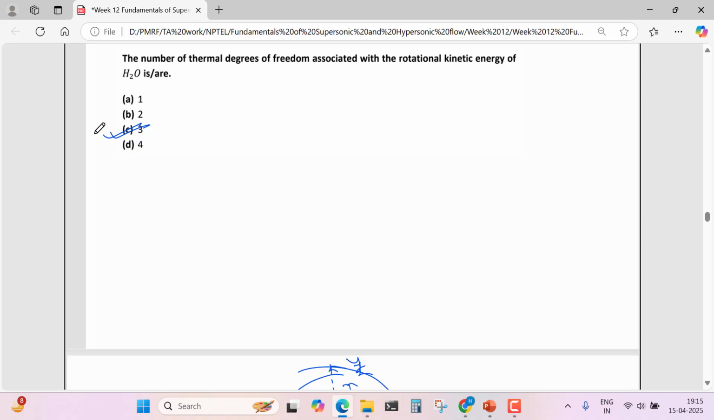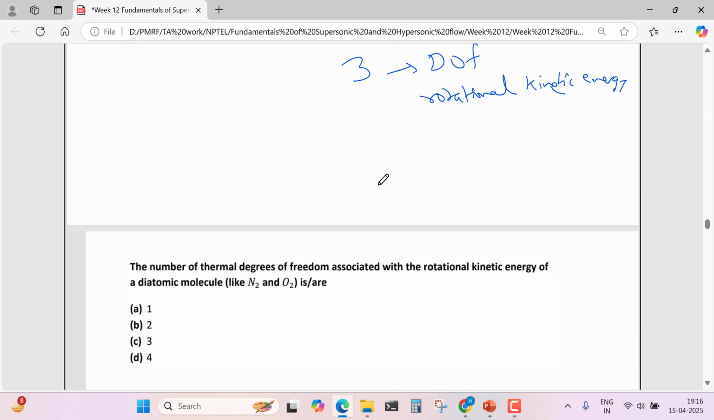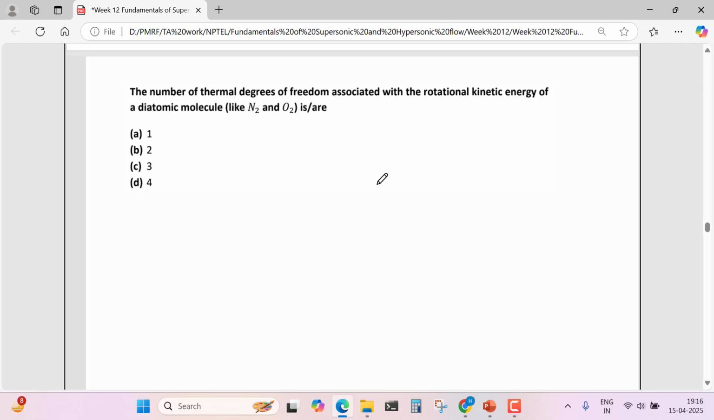Whenever more than 2 atoms are present in a molecule, it is better to see the structure of that molecule first. If the structure is in a straight line, then only 2 rotational degrees of freedom will be associated with it. If it is not linear, it is non-linear like H2O, then there will be more rotational degrees of freedom. Let's see the next problem.